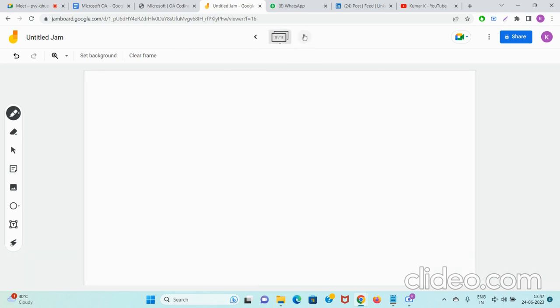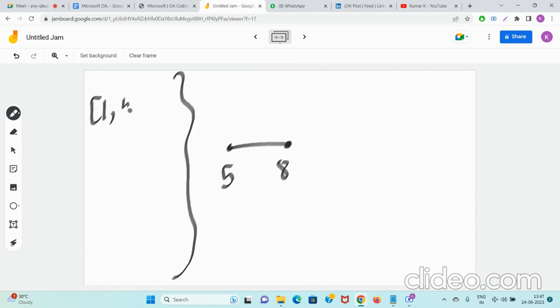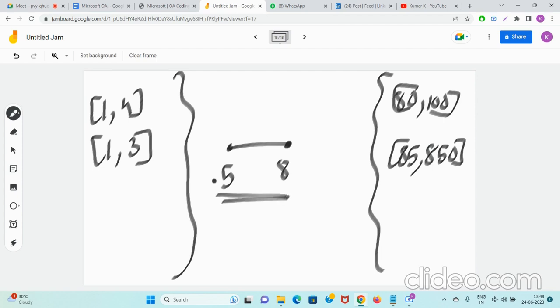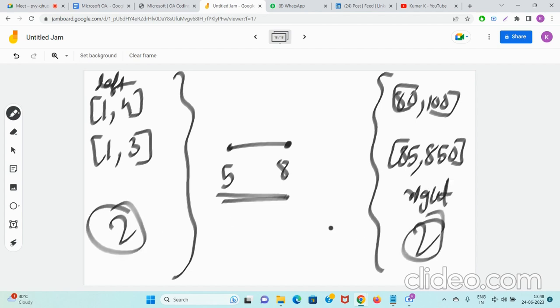Again, explaining in a simpler manner. Let's say your current interval is 5 to 8. On the left, there are these two intervals which are not touching: 1 to 4 and 1 to 3. On the right, there are these two intervals which are not touching: 80 to 100 and 85 to 850. Both of these on the left are not touching 5-8, and both of these on the right are not touching 5-8. So how many triplets will be there? Two are here, two are there. You will multiply 2 into 2, 4.